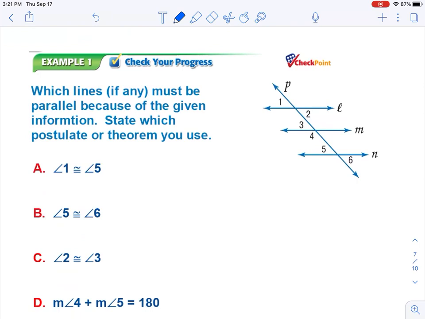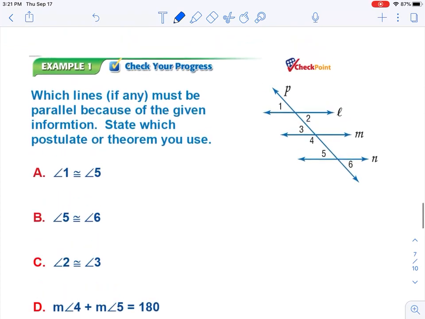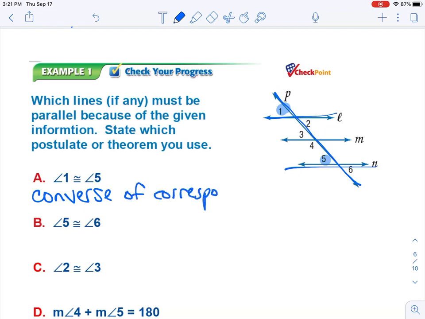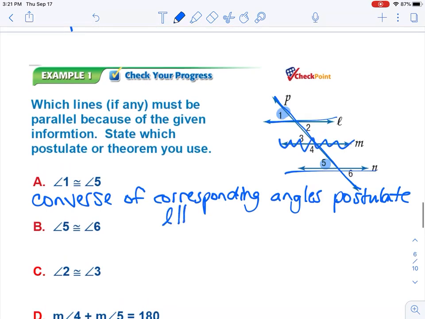Another set: which lines, if any, must be parallel because of the given information? State which postulate or theorem we use. Now we have 1 and 5. 1 and 5 are, once again, corresponding. So by the converse of corresponding angles postulate, we have parallel lines. M is not even the question. We have parallel lines L and N.